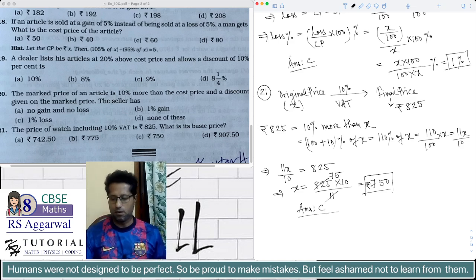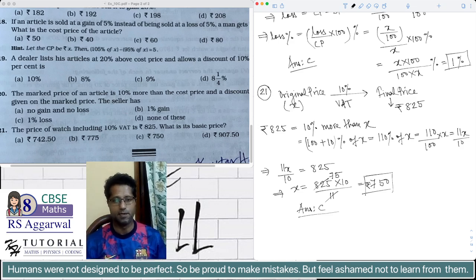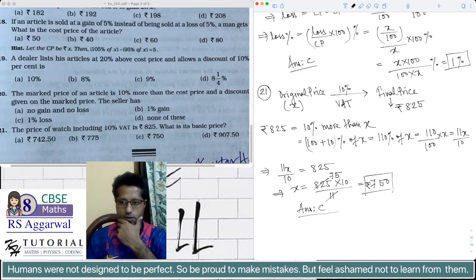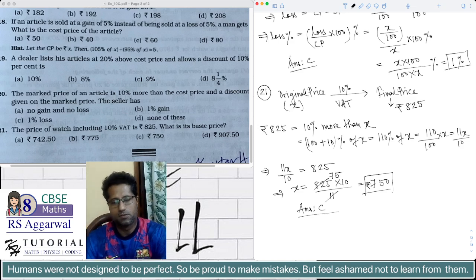So this brings to an end the solving of the objective questions of exercise 10D. This video will be a bit longer, I'm sorry for that. I hope solving these objective questions of exercise 10D will give you a good idea of how to apply the various concepts of profit and loss to solve this kind of problem.